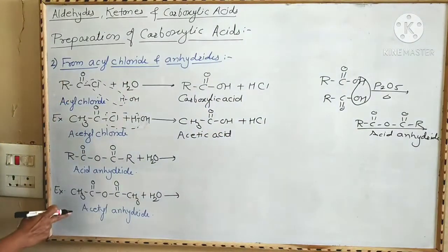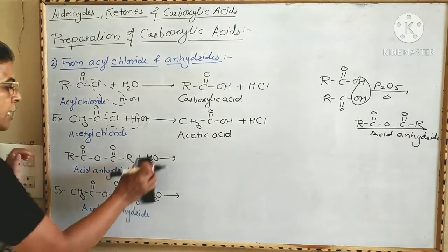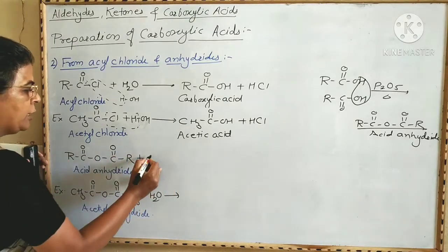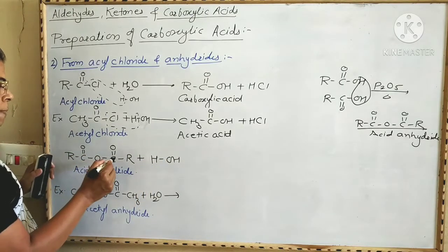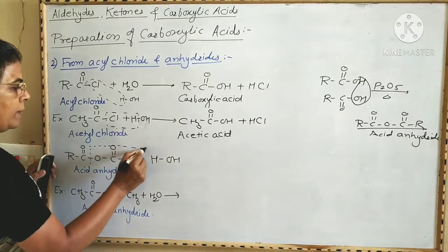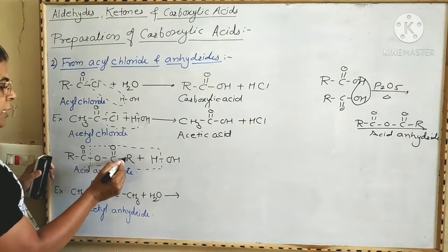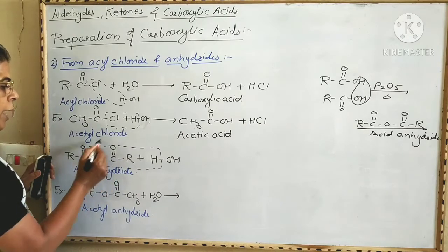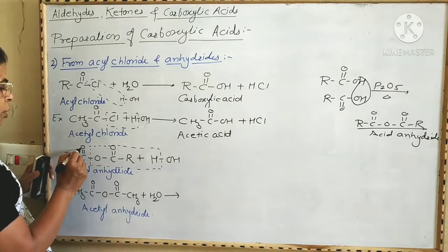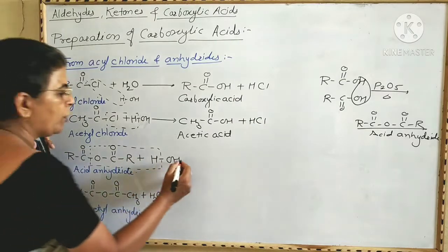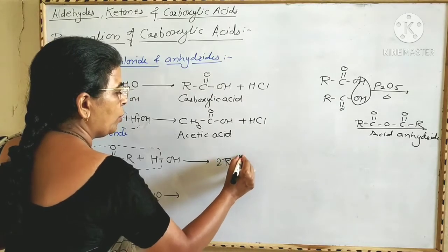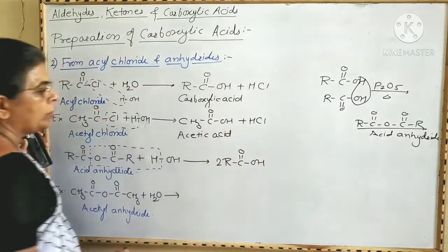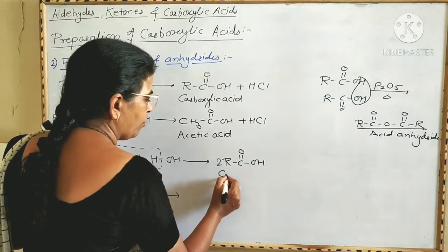Now from this acid anhydride we are going to prepare the carboxylic acid. Here also, when this acid anhydride is hydrolyzed by using a water molecule, breaking of this bond takes place like this, and RC=OH is formed, and RC=OH is formed. That is, here formation of two carboxylic acids takes place. Two molecules of carboxylic acid RC=OH are formed.